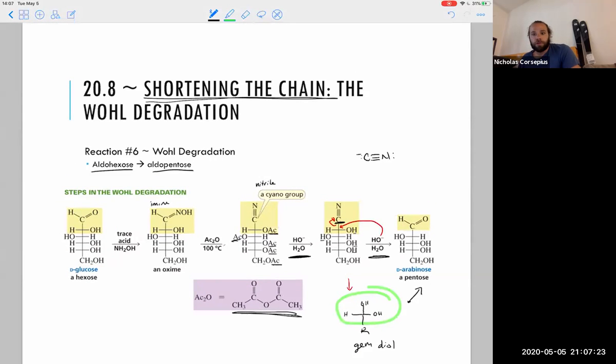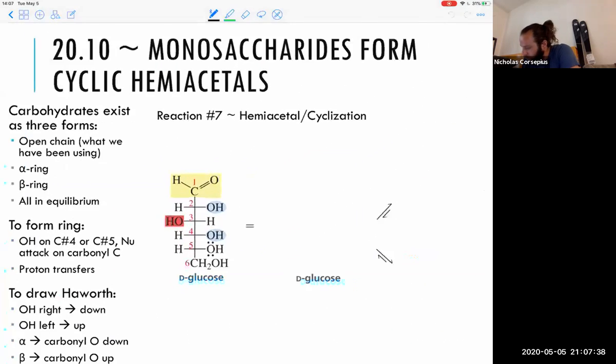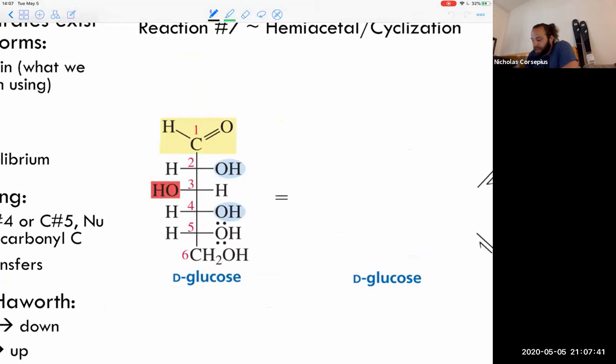All right, so those are our 6-ish reactions that are pretty important here thus far, things that we can do with our straight chain sugar. The last one that we're going to end on here is probably the most important one, at least in my opinion. And this is going to be an intramolecular reaction.